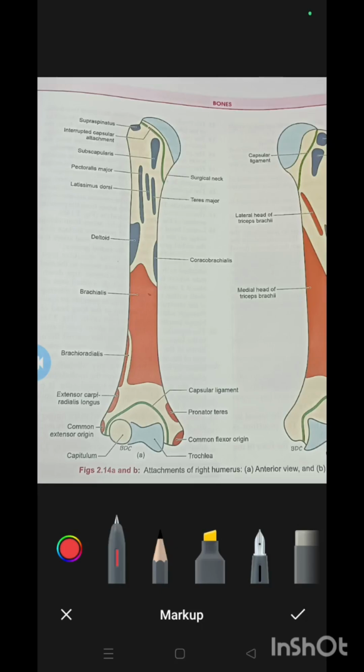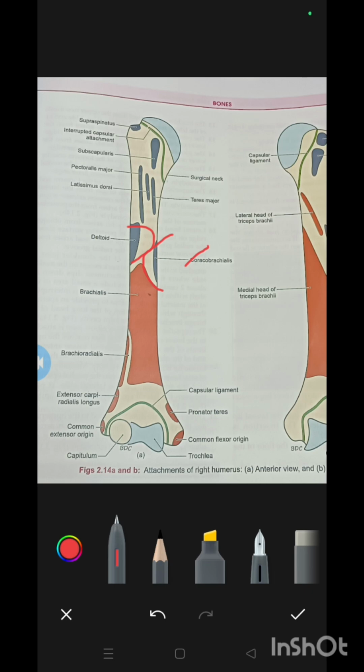Deltoid. Next, the deltoid is inserted into the deltoid tuberosity of the humerus. Coracobrachialis is inserted into the rough area on the middle of the medial border. This is medial border.